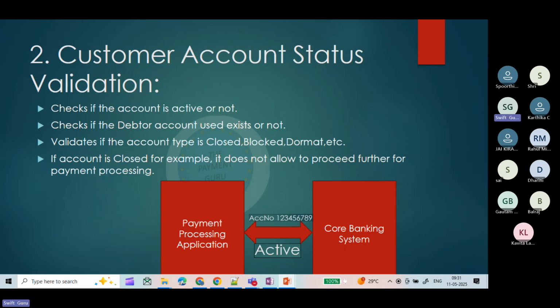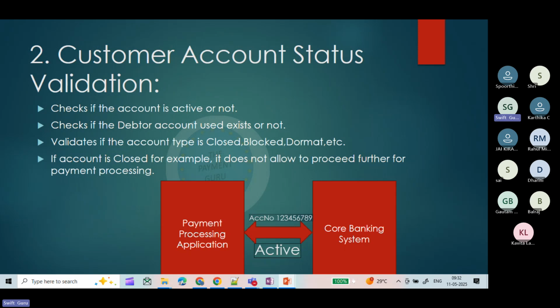The next validation, which I was saying, is the account status validation. What exactly does it mean? Once a payment instruction is received, with that information of the debtor customer account, they will first of all check in the downstream, and the downstream is nothing but a core banking system. Those who do not know about the core banking system, it is the heart, basically the central system which has all the information related to different aspects, be it your payments, accounts, loans, deposits, etc. All the information is available in a core banking system.